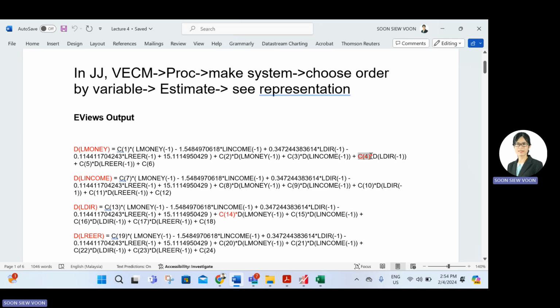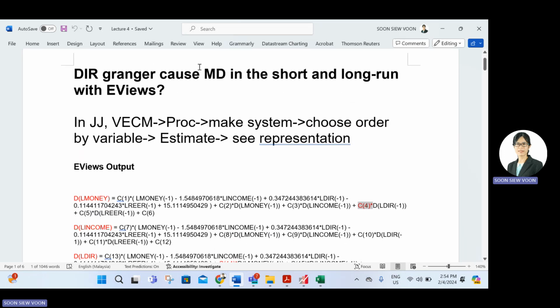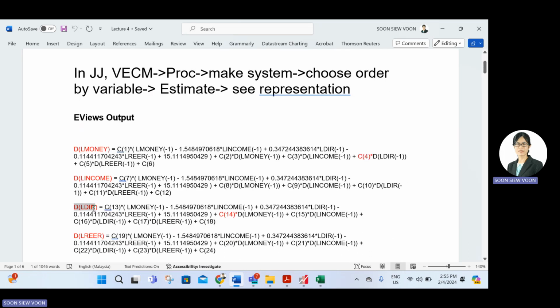So what I want to test is C4, because I want to answer whether the interest rate Granger causes money or not. So I look at the interest rate coefficient, which is C4. If I ask another question, does money Granger cause the interest rate? Then I look at the interest rate equation and look for the coefficient for money in the short run, which refers to the change in money lagged one period, because it's one lag. So it's C14 in the interest rate equation.